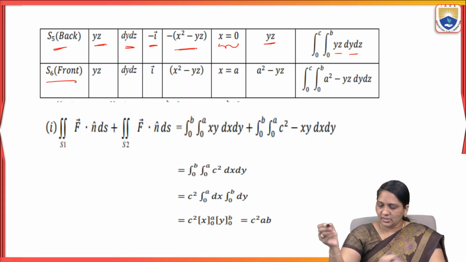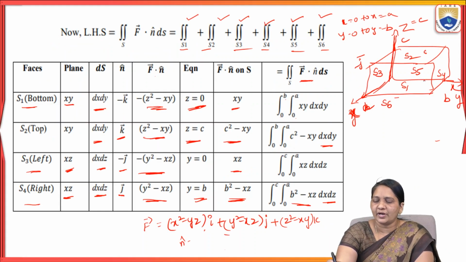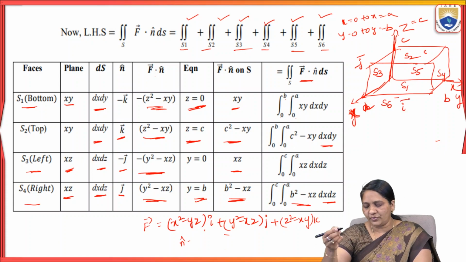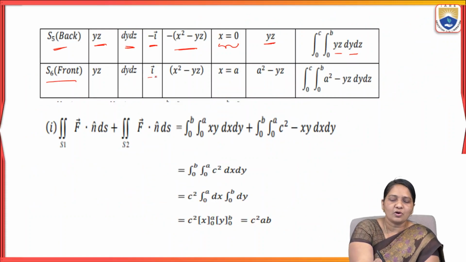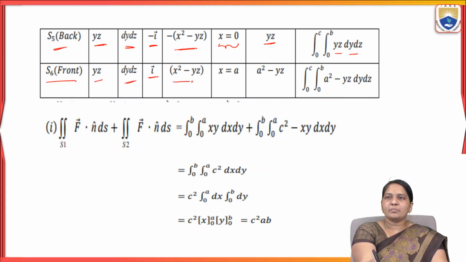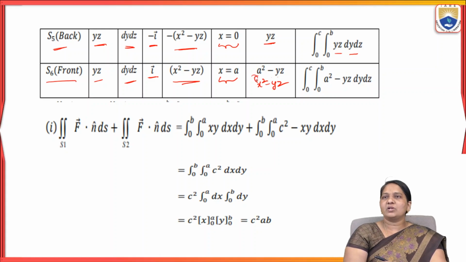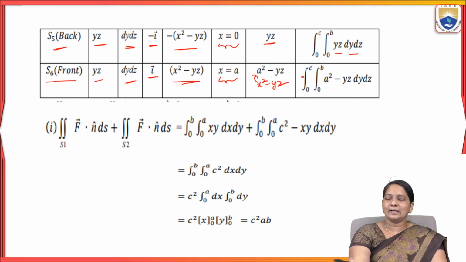Now we are taking S6, the front surface. So this is I bar. Before, we took minus I bar, so now we are taking I bar, dy dz, the YZ plane. We got x square minus yz. Here the x value is a, so in place of x we are replacing a square. So it is a square minus yz. Now we are doing the integration, integral 0 to c, integral 0 to b, a square minus yz dy dz.